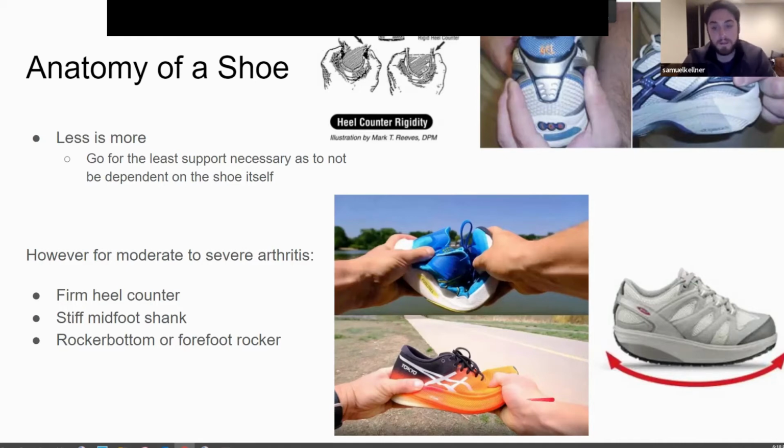And then for really bad arthritis of either probably the ankle or big toe joint, you're looking at a rocker bottom shoe, and that's essentially just to allow you to roll forward on the bottom of the shoe instead of rolling through all the painfully arthritic joints.